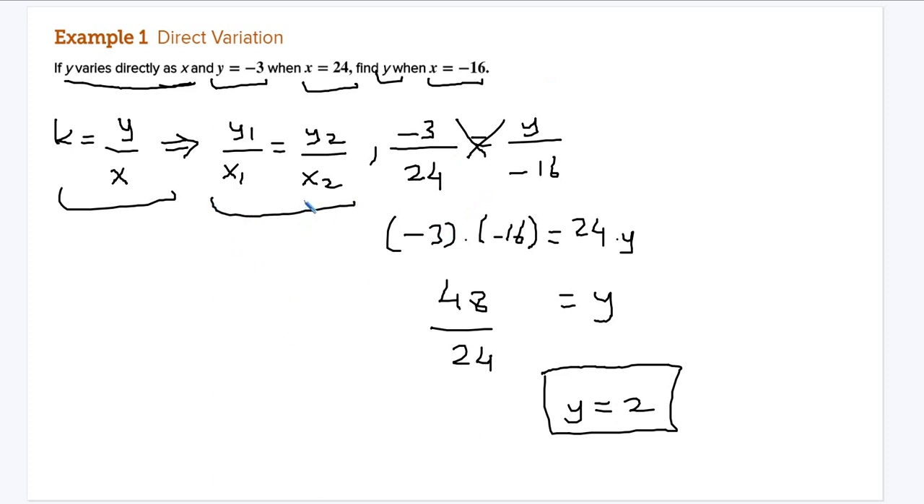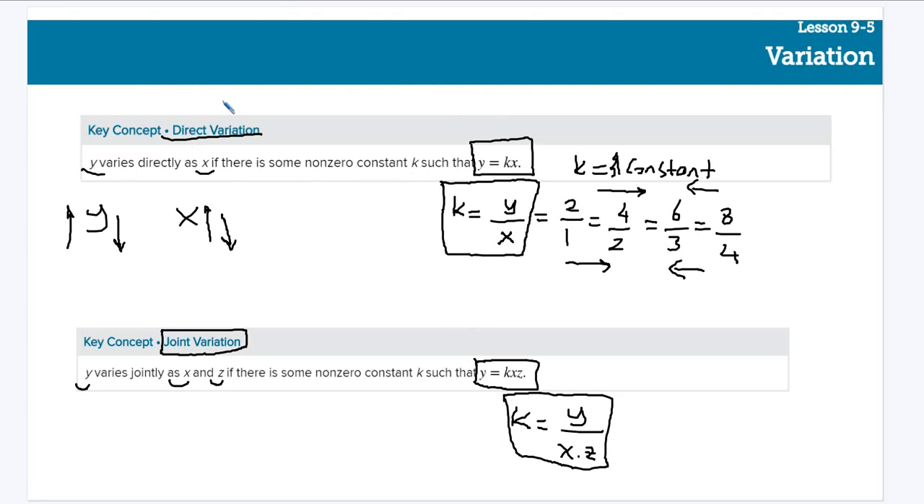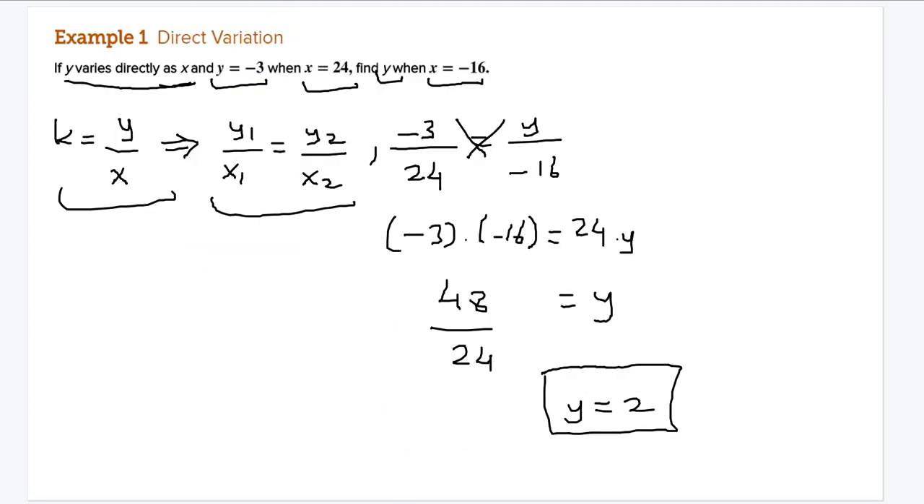That's example 1. Let's turn to page 488. We have example 2. Let's see what we can do for it. Suppose y varies jointly. Remember, jointly means you will have more than 2 variables here. Y varies jointly as x and z. So remember the formula we had. K, the constant, should be y over x times z. That was on the first page. Remember, jointly we are using this way, on the first slide.